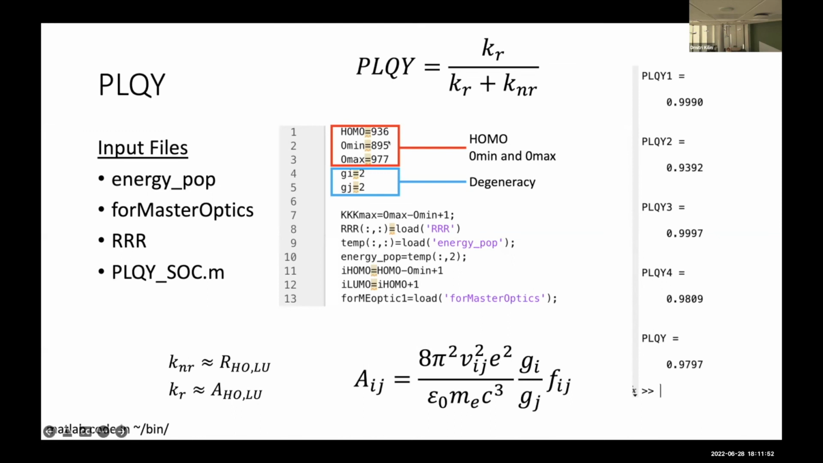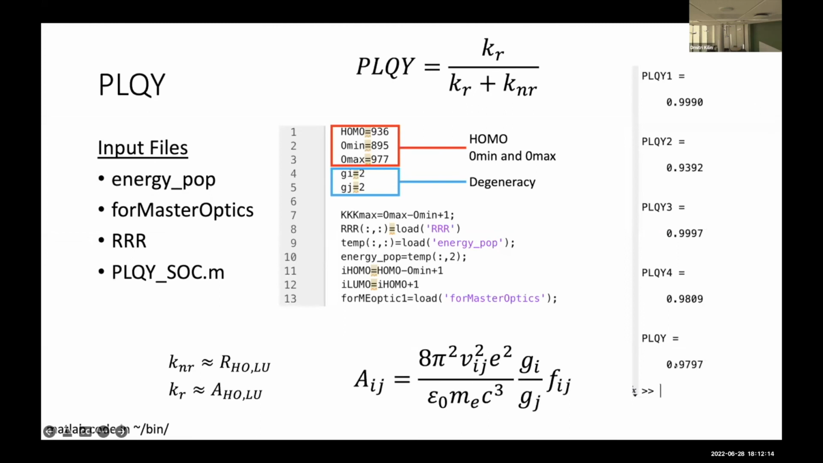The major thing you would probably have to change is these first 3. Realistically, the 2 G's are going to be the same, but if you have a system that would require changing them, you would change it here. So this outputs these photoluminescent quantum yield values.